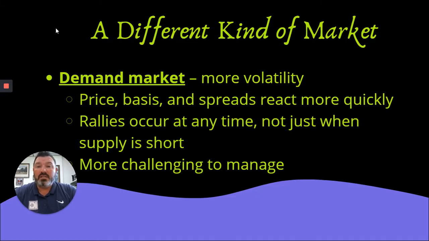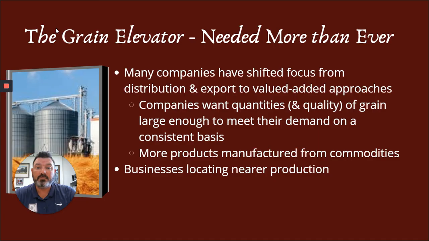A demand market is oftentimes much more volatile. Price, basis, and spreads react a lot more quickly to what's going on. So rallies occur at any time and not just when the supply is short. So it's much more challenging to manage. The highs are high, the lows are low, and if you catch it on the wrong side of the curve, you really miss a good pricing opportunity. If you catch it on the right side of the curve, you really did well.